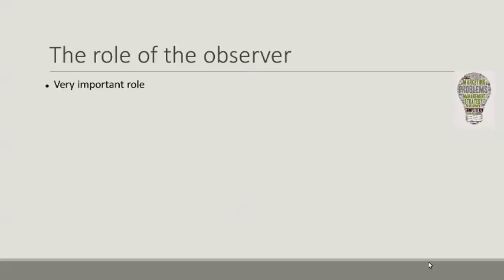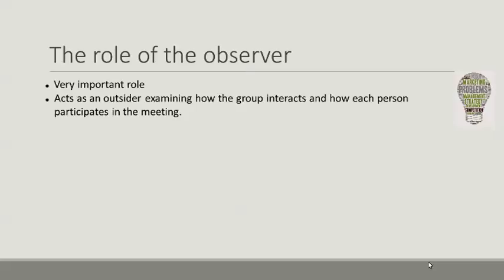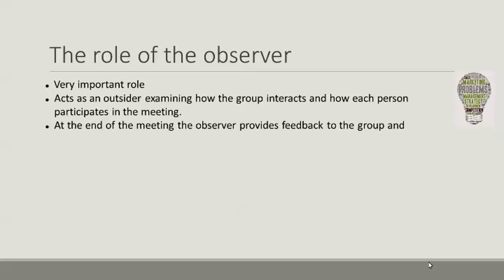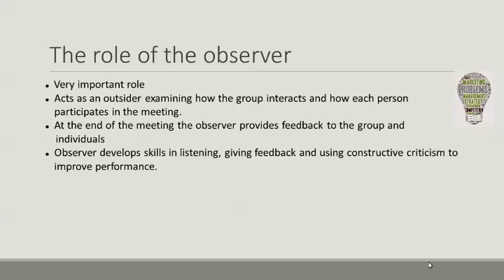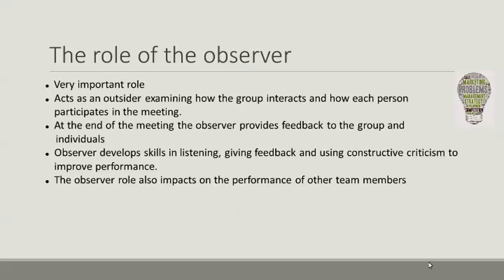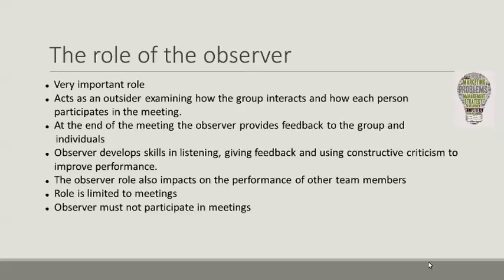The role of the observer is a very important one. They act as an outsider examining how the group interacts and how each person participates in the meeting. At the end of the meeting, the observer provides feedback to the group and to individuals. The observer develops skills in listening, giving feedback, and using constructive criticism to improve performance. The observer role also impacts the performance of other team members, and the role is limited to meetings. The observer must not participate in meetings.